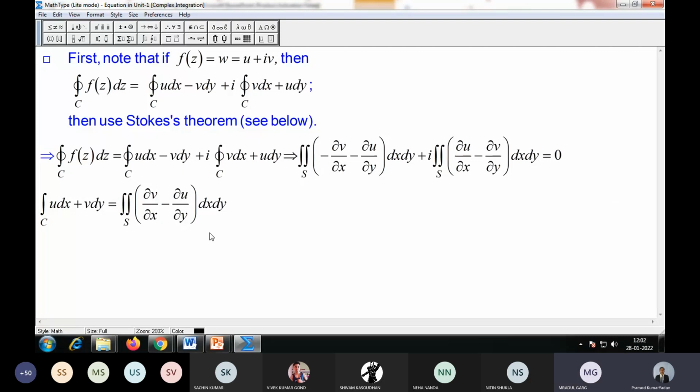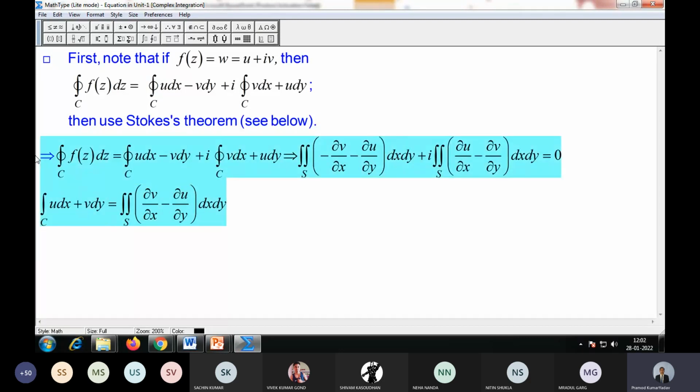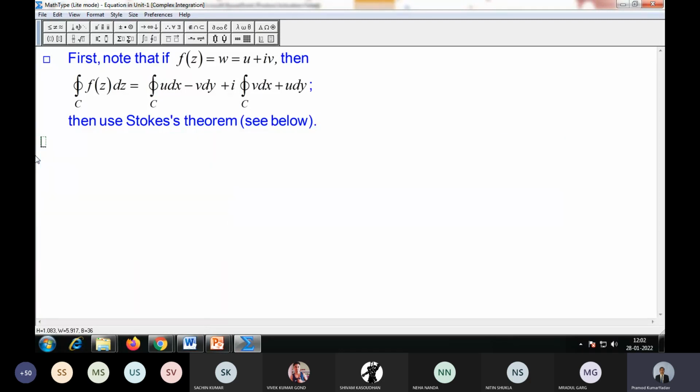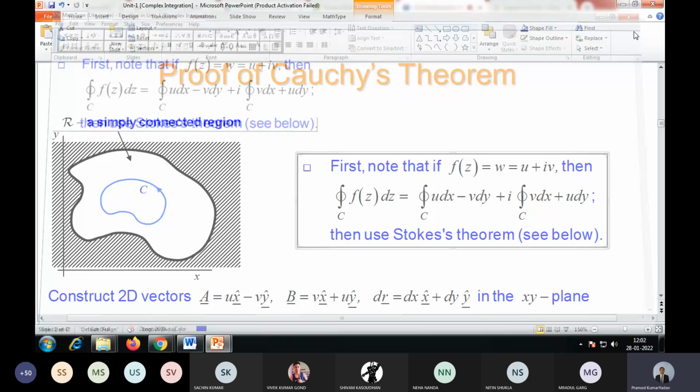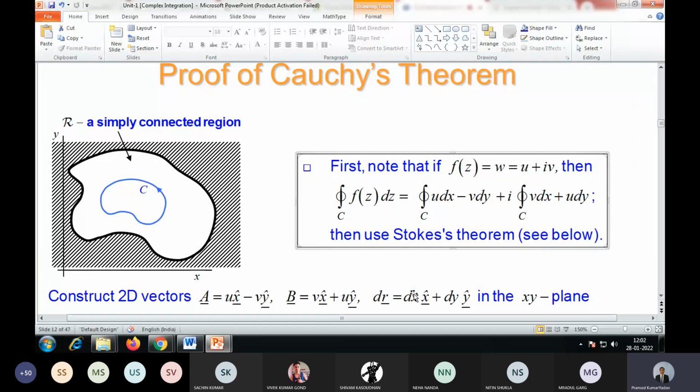So you may see here that we may prove the Cauchy theorem with the help of Stokes theorem as well as with the help of Green's theorem also. It's okay. So this is the Cauchy theorem, and we have seen a few examples of this one. Further, we'll discuss some more examples based on the Cauchy theorem in the next class.